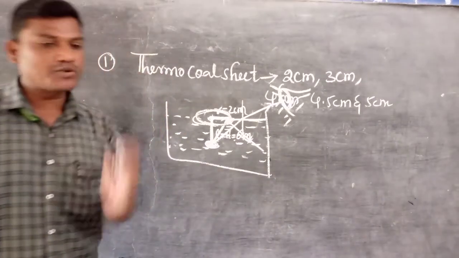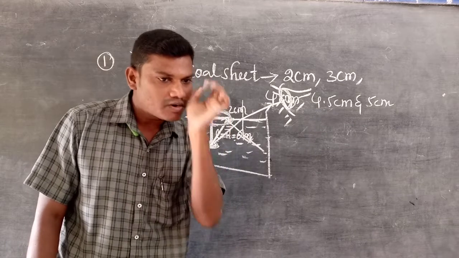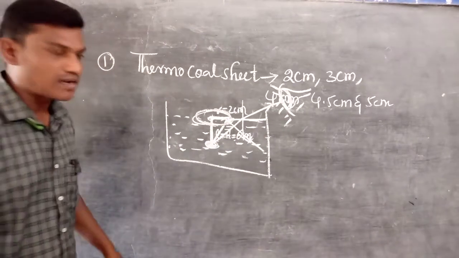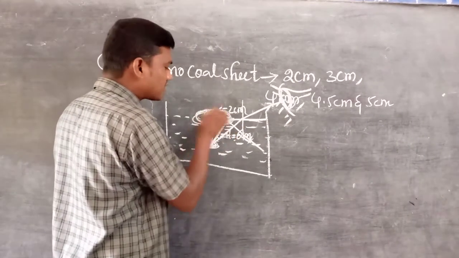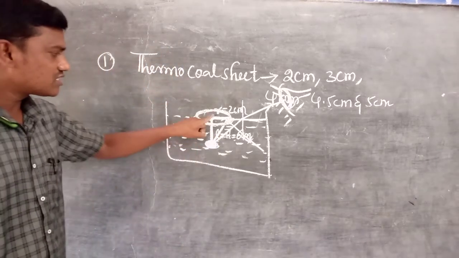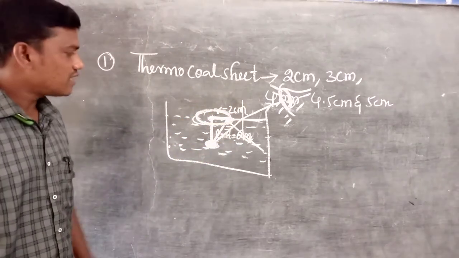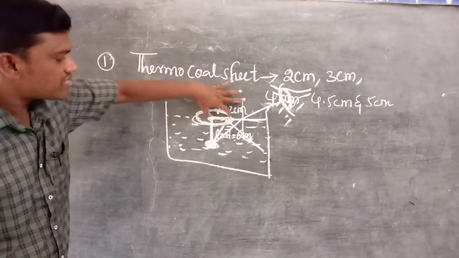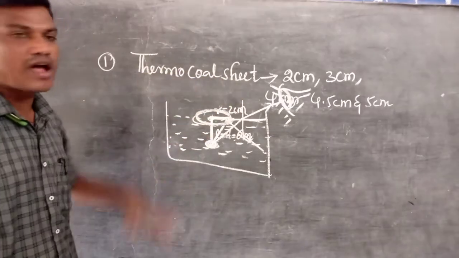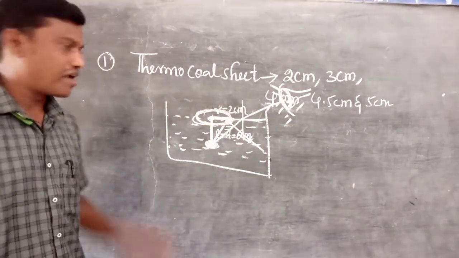After that, the first question. Now we place the 2 centimeter radius disc on the surface of the water. The disc is nothing but the thermocol sheet, which is already fixed with a needle of length 6 centimeter. When the 2 centimeter radius thermocol sheet is slowly placed on the surface of the water, it will float because the thermocol sheet's density is less than the water. That's why it will float.